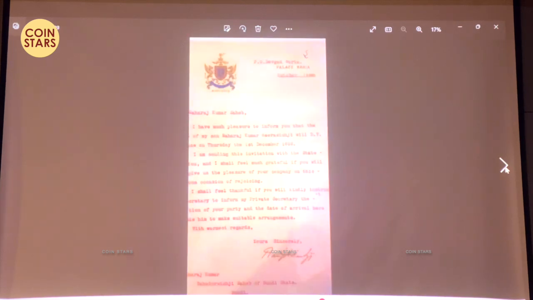Next, this is Baria, Devgadh Baria in Gujarat, Panchmahal district, with two flying horses holding the shield.